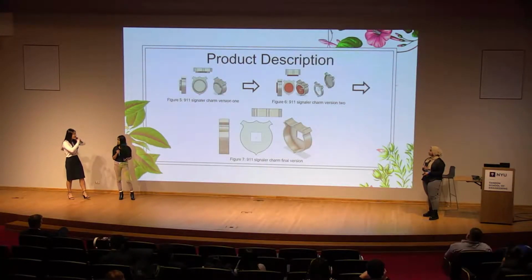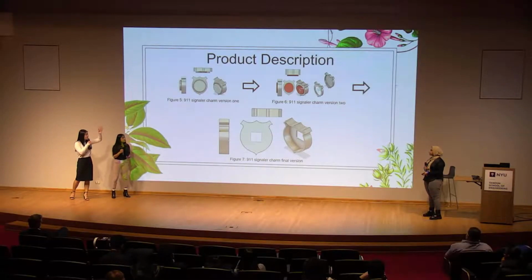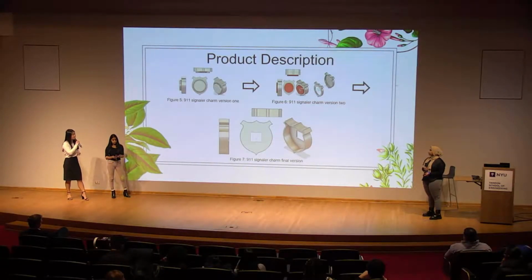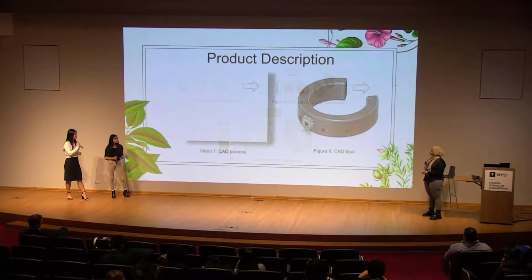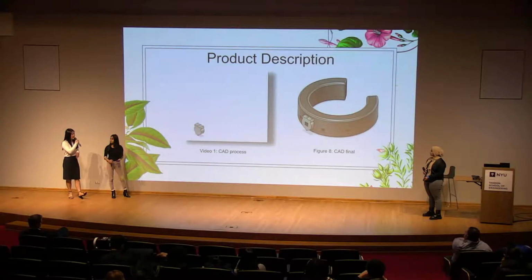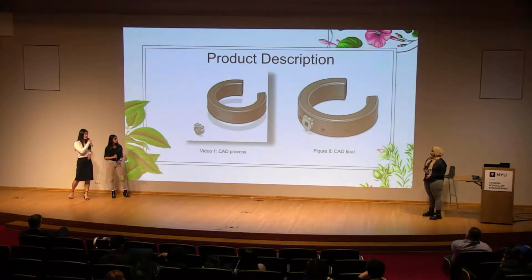So as you can see on the board right now, these are the 3 steps of innovation of our most important charm, the 911 signaler. On the right is the final design of our bangle, and on the left is the CAD process of the creation of the bangle.